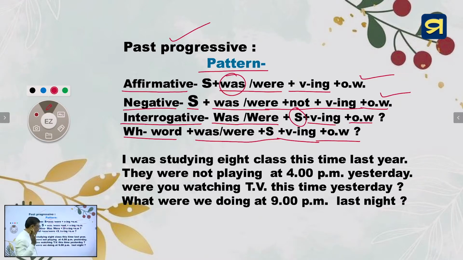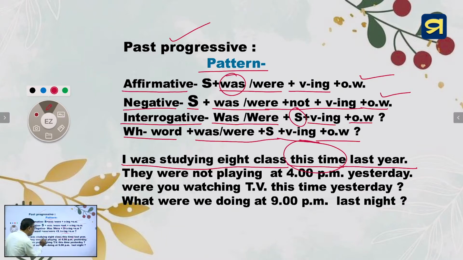Okay, let's take some examples. First, I was studying in 8th class this time last year. You see, this time last year is the clue. This clue proves that at this time I was studying in class 8th. If you do not use this time and only say last year, we cannot write in past progressive tense. We will write it in past simple tense.